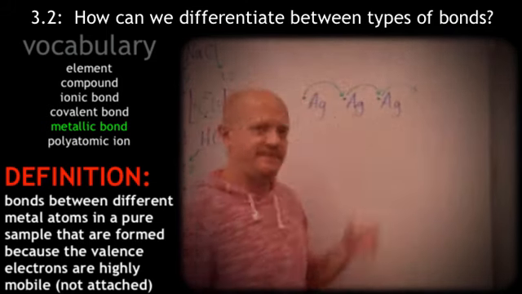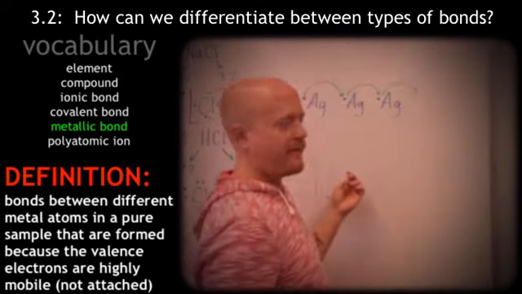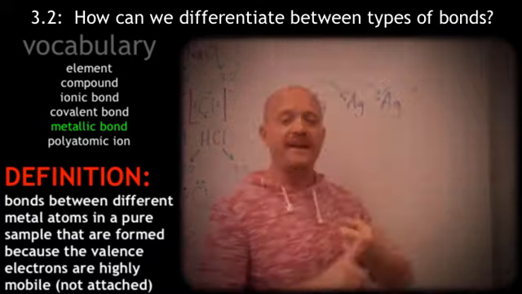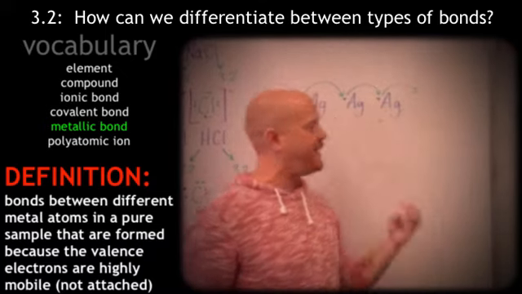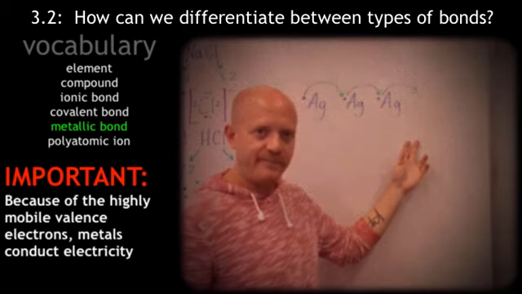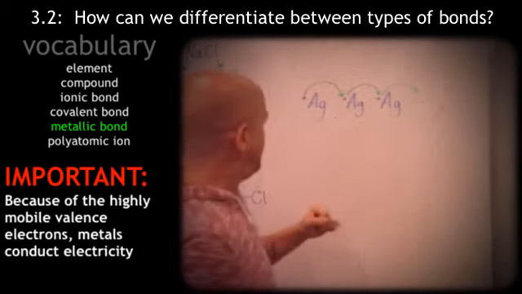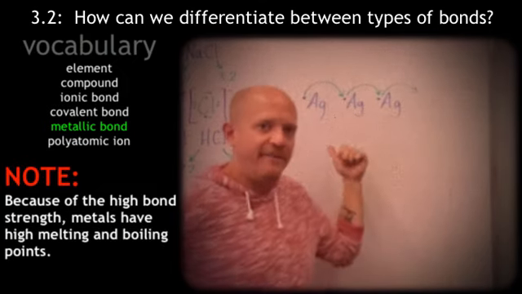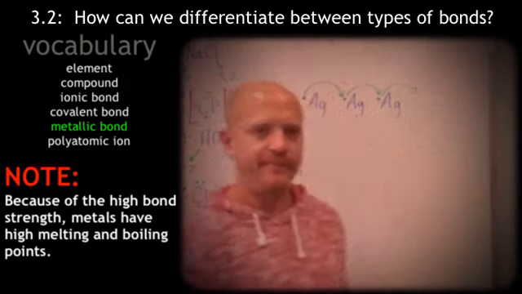This happens only in a pure sample of a metal. And because of this behavior of the electrons, because they're not held very strongly, metals conduct electricity. They also have a very high melting point and a very high boiling point.